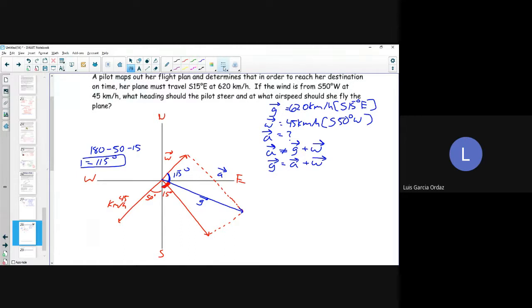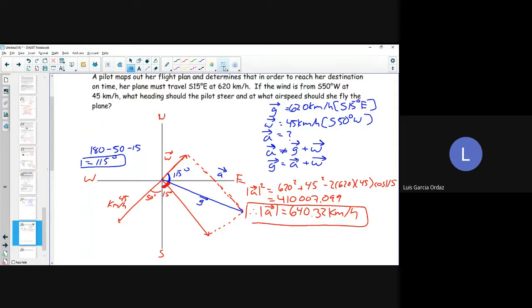So I need to figure out how to get the magnitude of A. I'm going to use my cosine law again, which is the magnitude of vector A squared is equal to 620 squared plus 45 squared minus 2 times 620 times 45 times cos of 115. Again, we're focusing on this triangle right here. What I get is approximately 410,007.099, which means that if I square root the result, I get my magnitude of A is approximately 640.32 kilometers per hour. So that's going to be the magnitude of vector A.